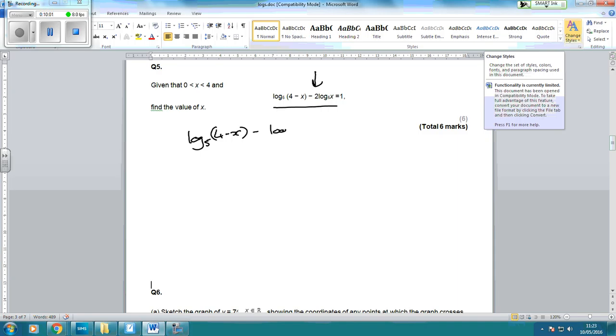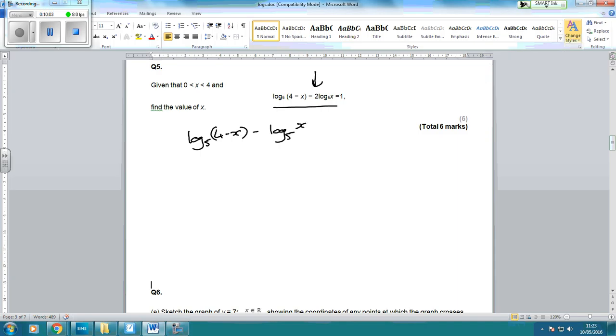Minus log to the base 5 of x squared equals 1. So we've brought the 2 up, and that's going to be enough to give us 1 mark. We've then got a log take away a log, so we're going to divide the subject. So it's going to be log to the base 5 of 4 minus x divided by x squared. That equals 1. And then again, the base to the power of the answer equals this thing here. So it's going to be 5 to the power of 1 equals 4 minus x over x squared.